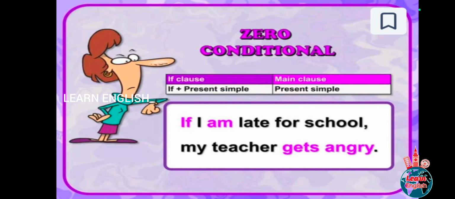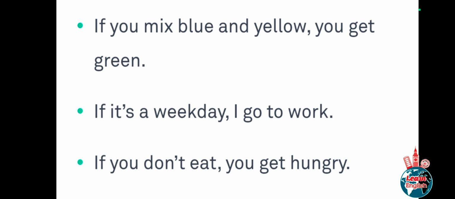Some examples of zero conditional. If I am late for school, my teacher gets angry. If you mix blue and yellow, you get green. If it's a weekday, I go to work. If you don't eat, you get hungry.